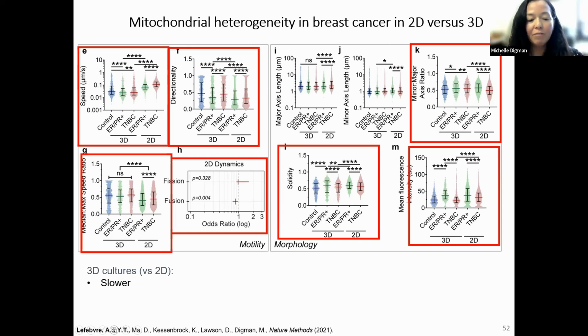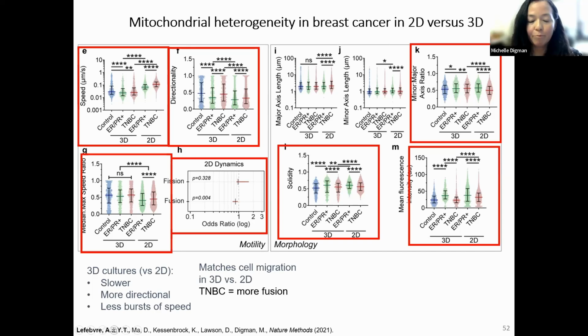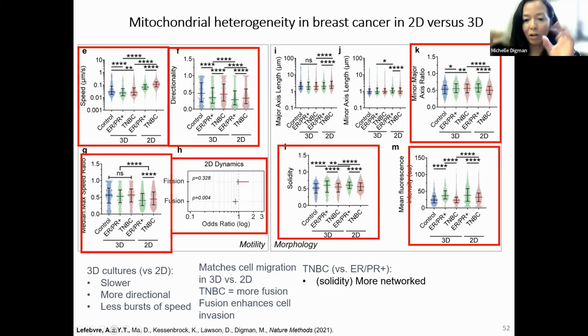So in 3D versus 2D cultures, we see that mitochondria are slower. They're more directional. They're less robust in speed. They match the cell migration in 3D versus 2D. Triple negative breast tumor cells undergo more fusion events. Fusion enhances cell invasion.